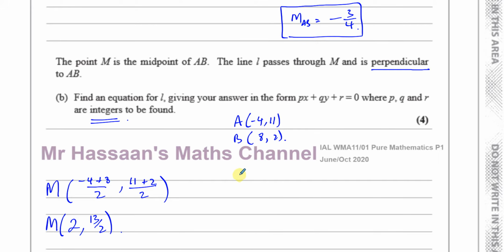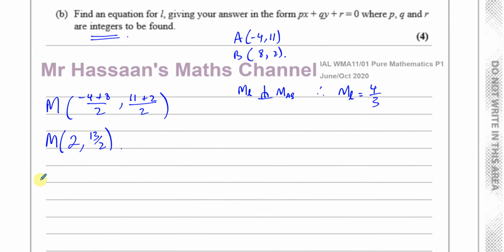So we know the gradient of our line is perpendicular to the gradient of the line AB. So therefore the gradient of our line is a negative reciprocal. So instead of being -3/4, you're going to change the sign, so it's going to be positive, and you're going to write the reciprocal of 3/4, which is 4/3. So the gradient of our line L is 4/3.